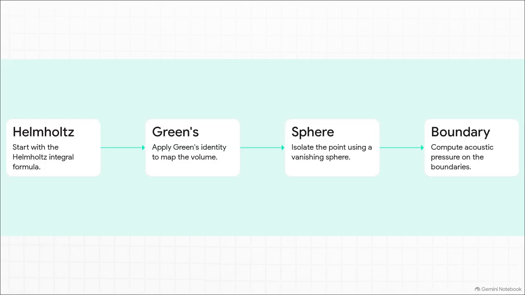So here is how this new computer algorithm, the boundary element method, actually works. First, the computer starts with the Helmholtz integral formula. Second, it applies Green's identity to accurately map the volume of the horn. Third, and this is the absolute genius part, to prevent the math from breaking down into infinity, it isolates the exact point being measured by wrapping it in a microscopic, vanishing sphere. Think of it like a tiny digital bubble that just protects the math from crashing. Finally, it computes the acoustic pressure values strictly along the boundaries, meaning the rigid walls of the horn itself.